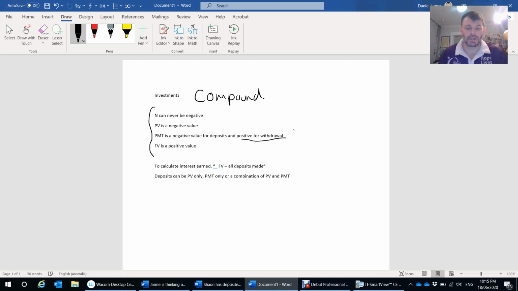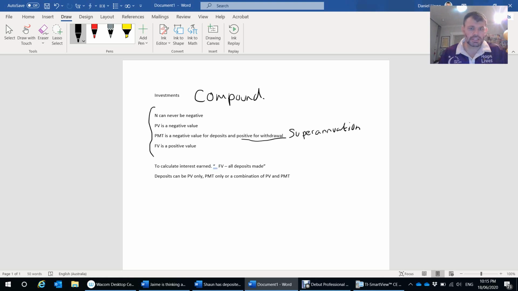And with investments, the only time you make a withdrawal is with superannuation, which is a topic we'll get to a little bit later. And FV, majority of the time, is positive because you're finding a future value of what you want to actually save towards.